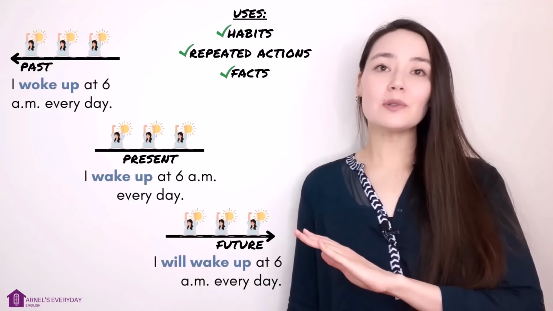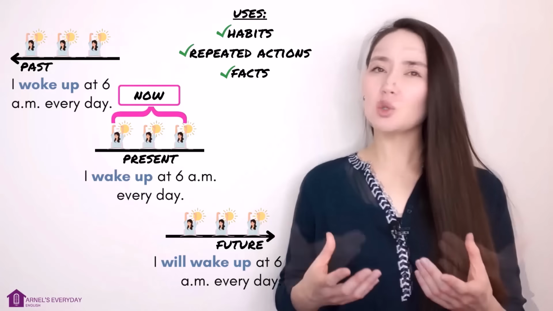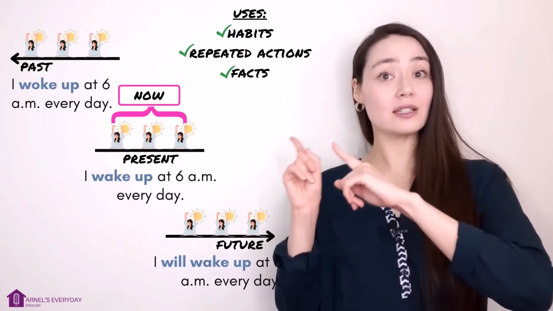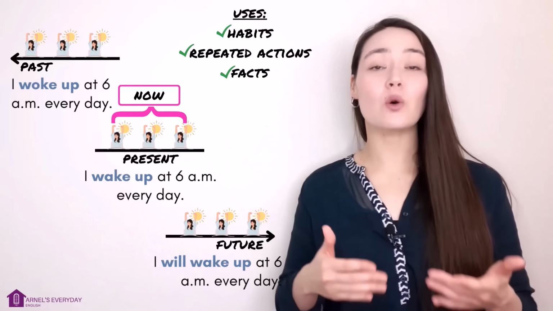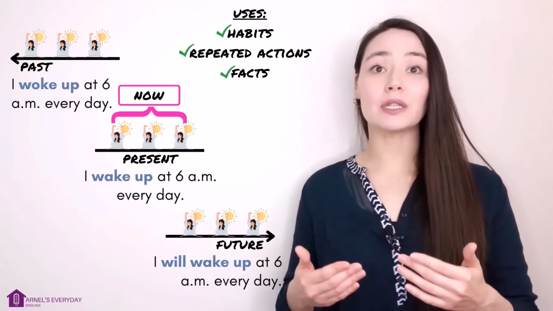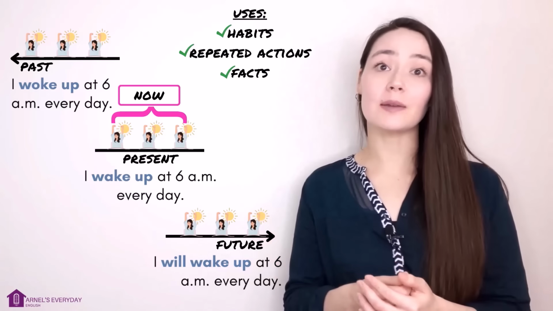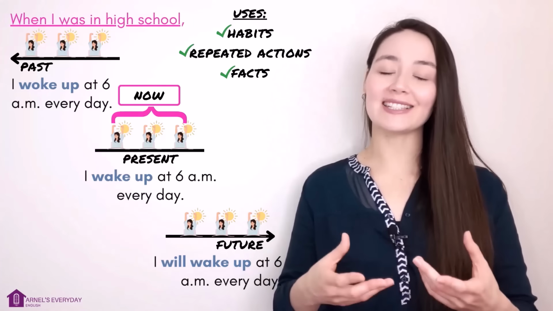With the present simple, it's already clear we mean now, in the present. Do we need a specific time with the past simple? In the context of the conversation or text, yes. So to make this example complete, I will give you a specific time. When I was in high school, I woke up at 6 a.m.